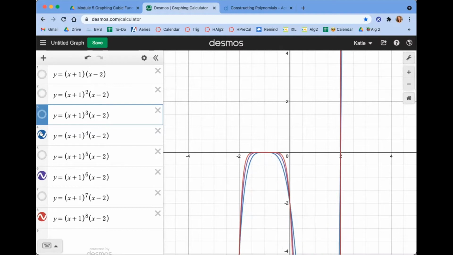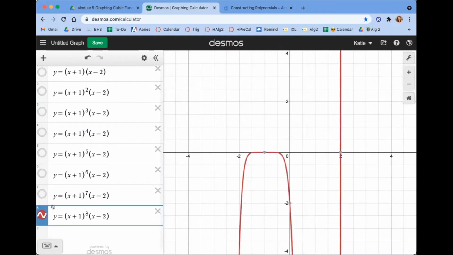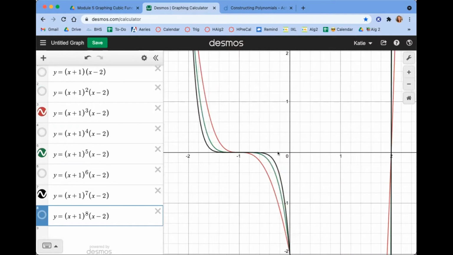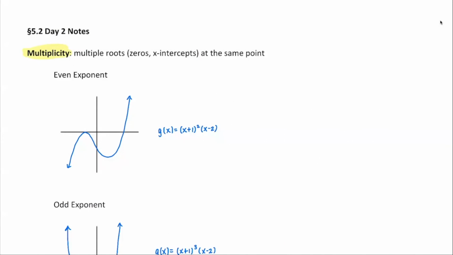Let's go ahead and see if there's something we can notice with the odds. I'm going to click on all these odd ones. There we go. And similarly, all of the zeros that have an odd exponent interact with that -1 in the same way. So we have this point of intersection at -1, even though it flattens out, it only crosses at that point. So multiplicity happens when there are multiple roots at the same point.